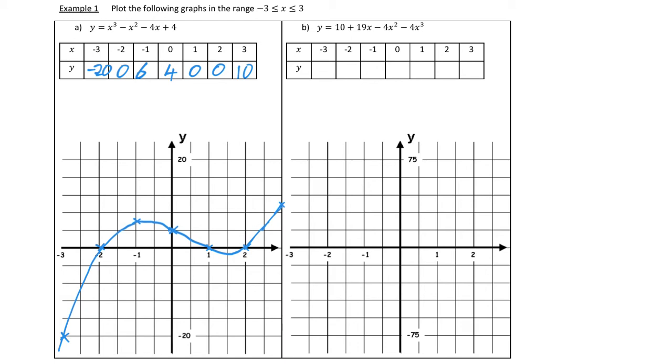Okay, the second graph we've got to draw is y is equal to 10 plus 19x minus 4x squared minus 4x cubed. And again, to do the first one, you're going to use your calculator. It is going to be 10 plus 19 times my x value, which here is -3, minus 4 times my x value -3 squared, minus 4 times my x value -3 cubed. And you can do that and get 25.